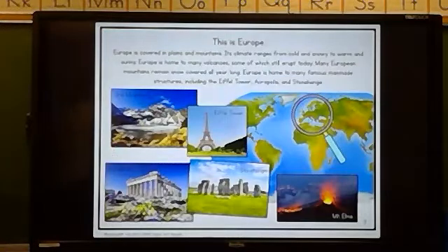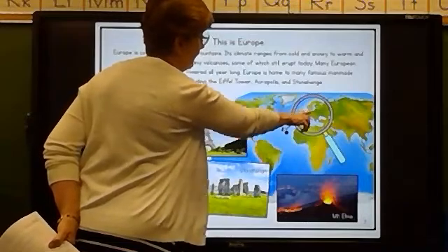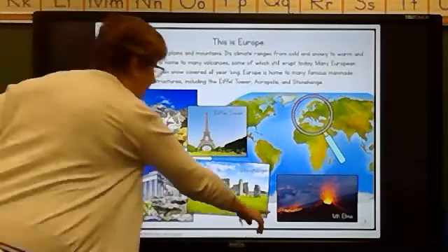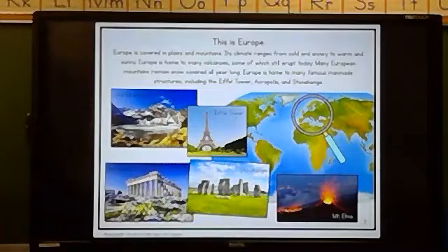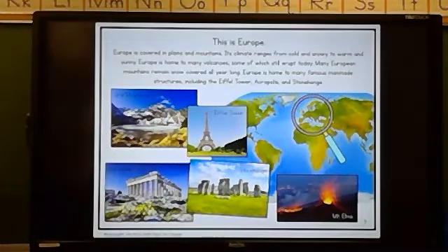Now, if this is Africa, the continent of Europe is right above Africa. Europe is covered in plains and mountains. Its climate ranges from cold and snowy to warm and sunny. Europe is home to many volcanoes. That's a landform, remember, some of which still erupt today. Many European mountains, there you go, another landform, remain snow-covered all year long.